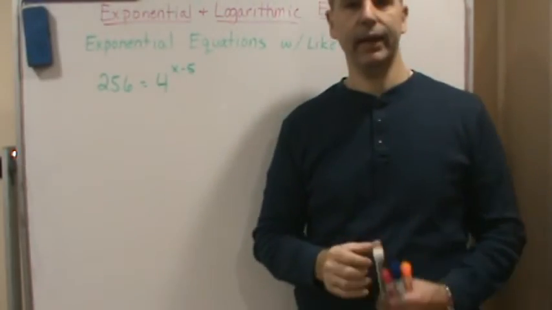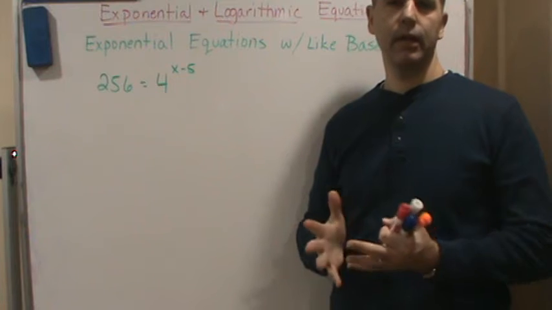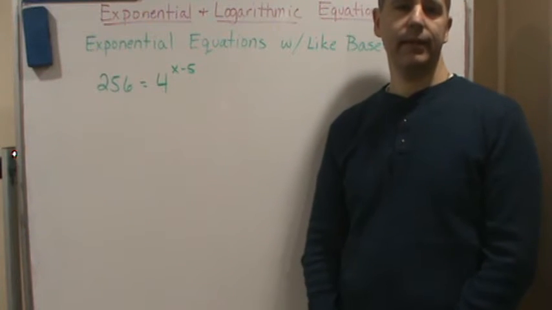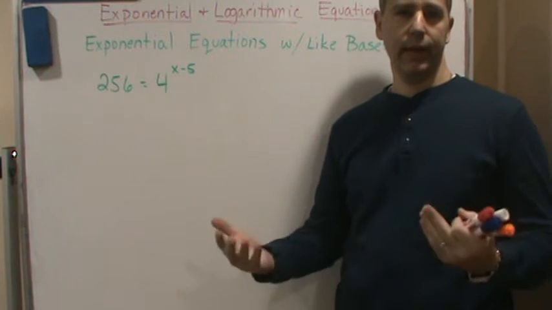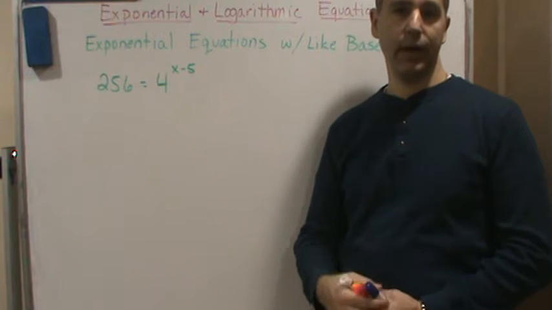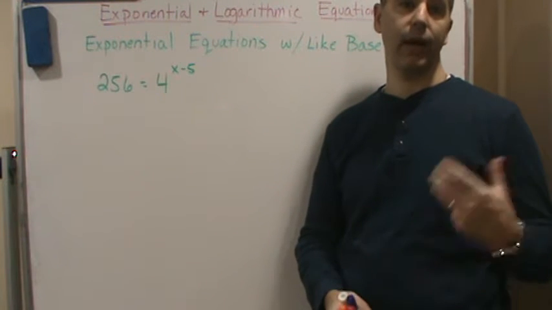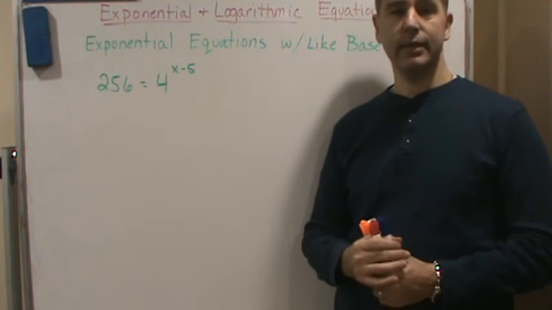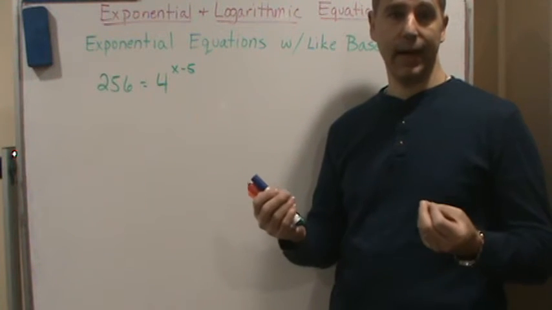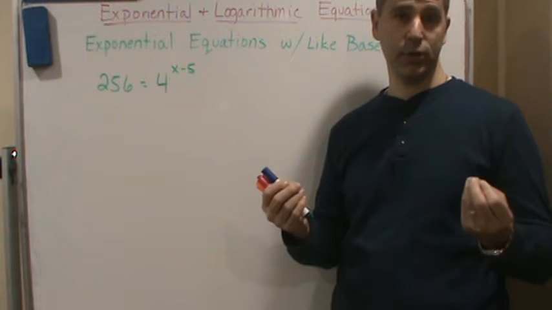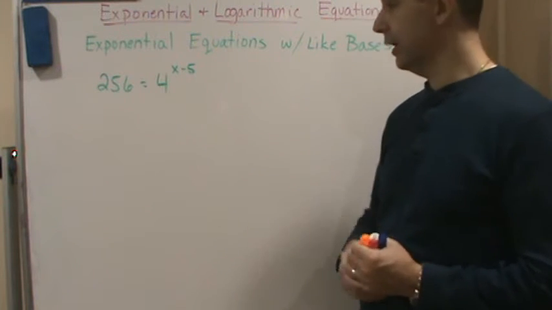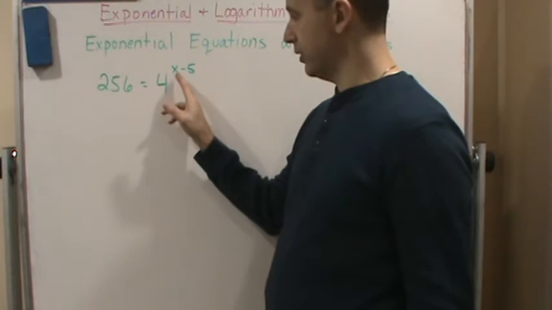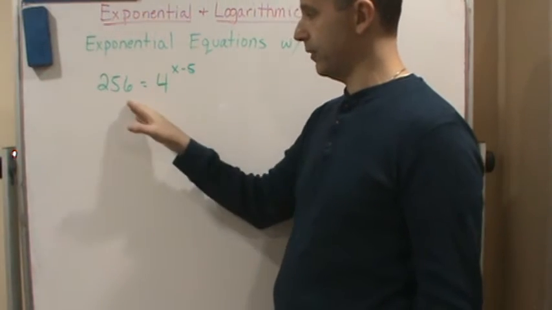Okay, so welcome back, and now what we're going to do is discuss what happens if you have something that doesn't quite look like exponentials on both sides, but you've got an exponential on one side and a constant on the other side. And what we want to do in these cases is see if we can write both sides as exponentials with the same base. So in this case here, we've got 4 to the x minus 5, and then we've got 256.